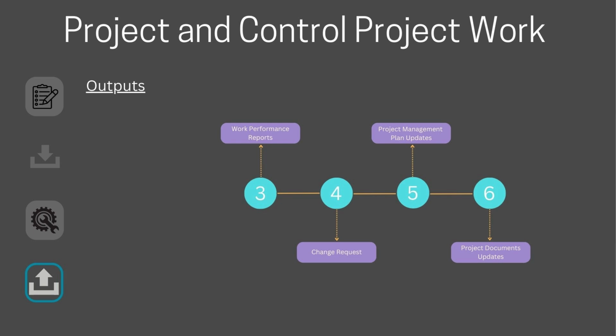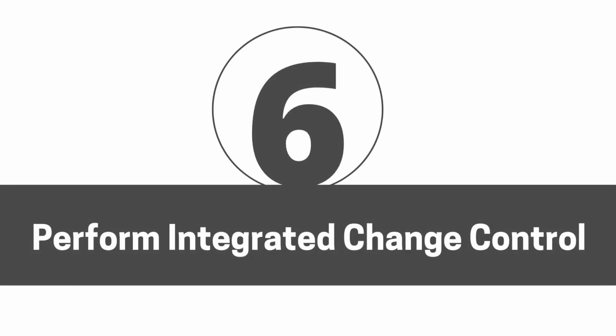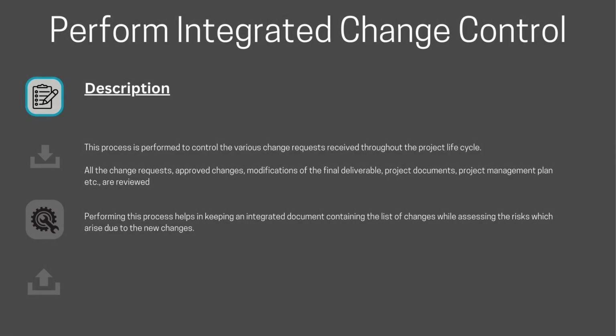This process checks whether the change request makes sense and if it is necessary, which includes understanding the reason for the change, the return on investment, risks associated with the change, and responsibilities related to the change. It is important to address these aspects when managing changes. Integrated change control helps to manage all the changes received throughout the project life cycle. Approved changes, modifications to deliverables, project documents, and the project management plan are reviewed during this process. This ensures that we maintain an integrated document that tracks all changes while assessing any risks associated with the new changes.